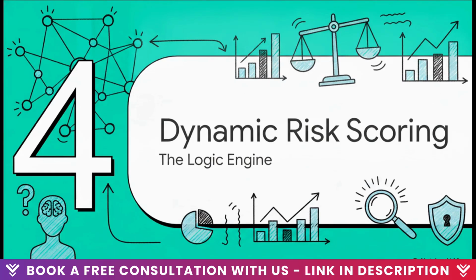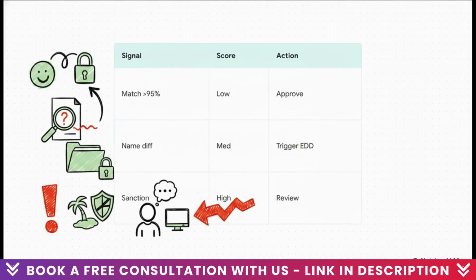distinct signals? Well, that brings us to Section 4, dynamic risk scoring, the logic engine. This is where we map out our explicit if-then programmatic logic to evaluate the AI's outputs. For example, if the face match is over 95% confident and there are absolutely no AML hits, boom, the system dynamically scores him as low risk and auto-sends a welcome email.